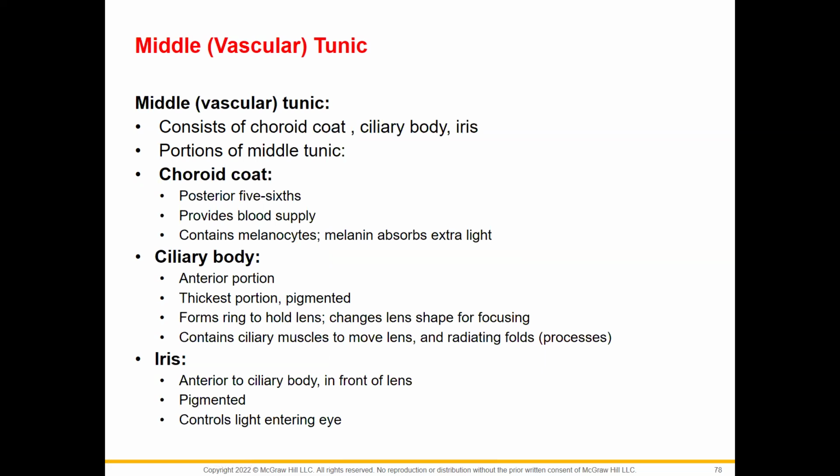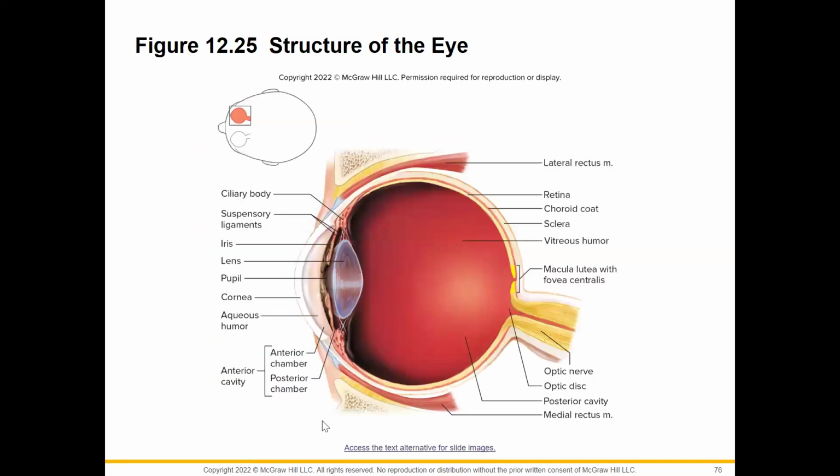The vascular tunic consists of the choroid coat, the ciliary body, and the iris. So let's go back to the image. You have the choroid coat, which is this middle layer deep to the sclera. It's continuous with the ciliary bodies and the iris. So all of that is a part of that middle vascular layer.